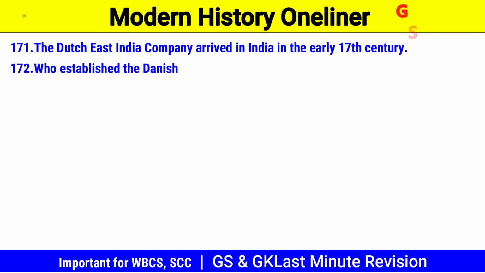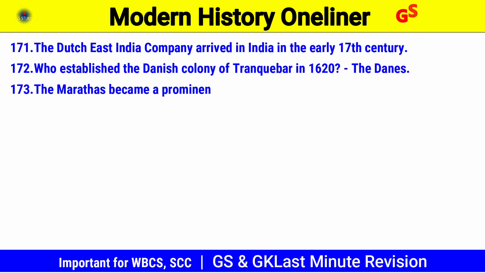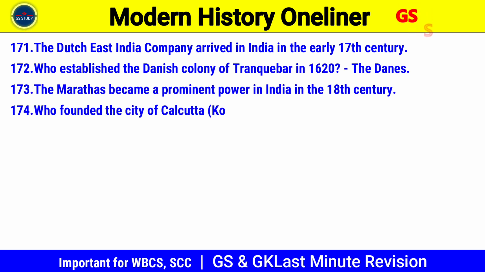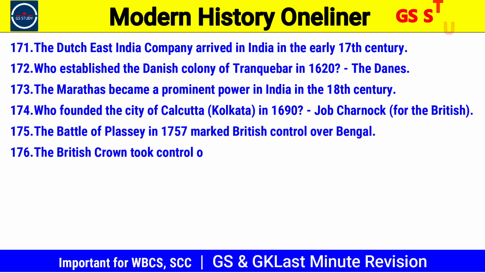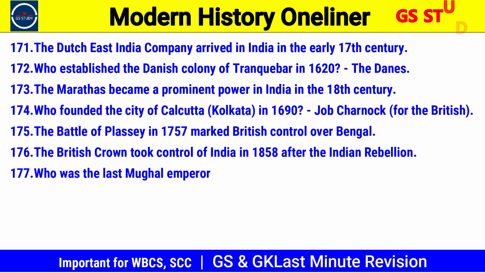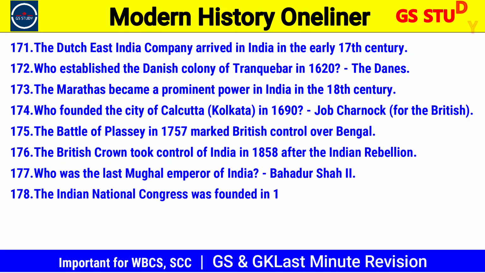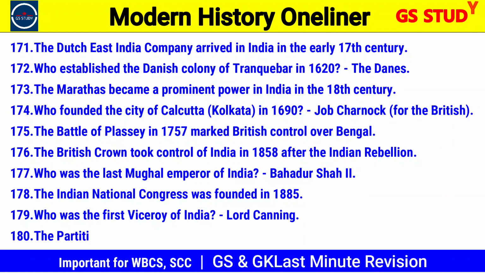171, the Dutch East India Company arrived in India in the early 17th century. 172, who established the Danish colony of Tranquebar in 1620, the Danes. 173, the Marathas became a prominent power in India in the 18th century. 174, who founded the city of Calcutta, Kolkata, in 1690, Job Chanak, for the British.